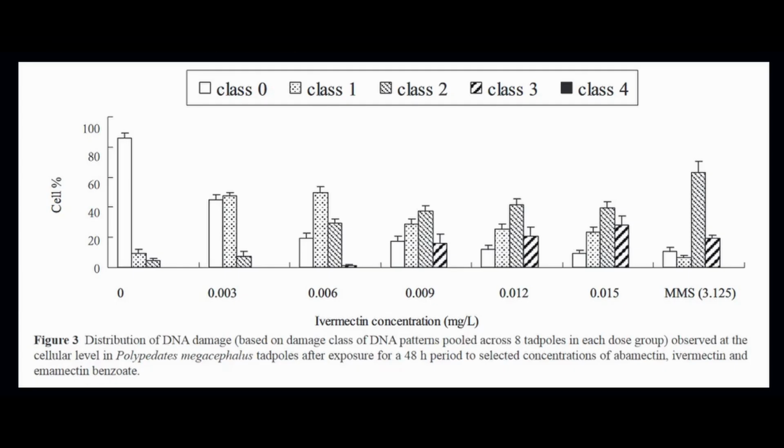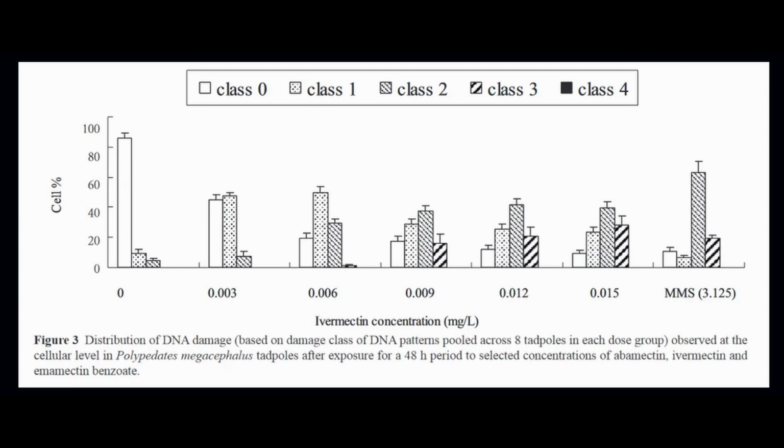So here's a different way to look at the DNA damage by ivermectin concentration. So here at the bottom on the x-axis, we have each of the different ivermectin concentrations in milligrams per liter. So the control got 0 ivermectin, then we had 0.003, 0.006, 0.009, 0.012, and 0.015 milligrams per liter. Those were the concentrations tested.